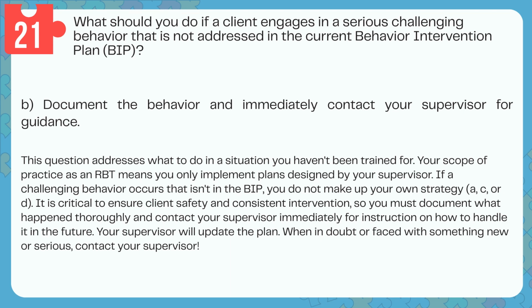This question addresses what to do in a situation you haven't been trained for. Your scope of practice as an RBT means you only implement plans designed by your supervisor. If a challenging behavior occurs that isn't in the BIP, you do not make up your own strategy, A, C, or D. It is critical to ensure client safety and consistent intervention, so you must document what happened thoroughly and contact your supervisor immediately for instruction on how to handle it in the future. Your supervisor will update the plan. When in doubt or faced with something new or serious, contact your supervisor.